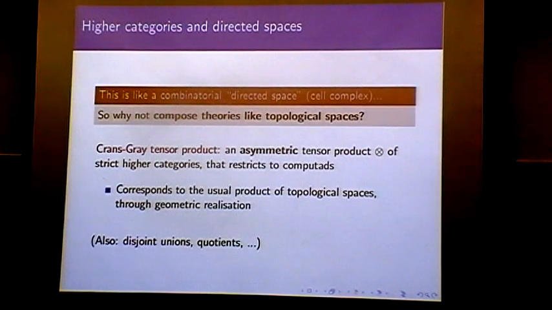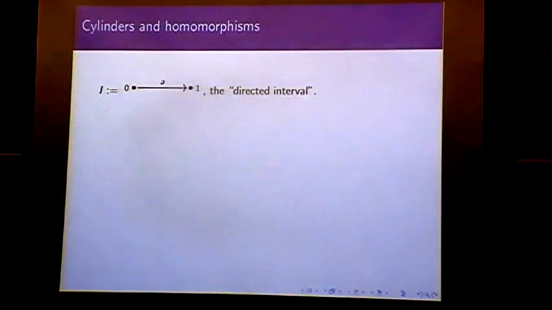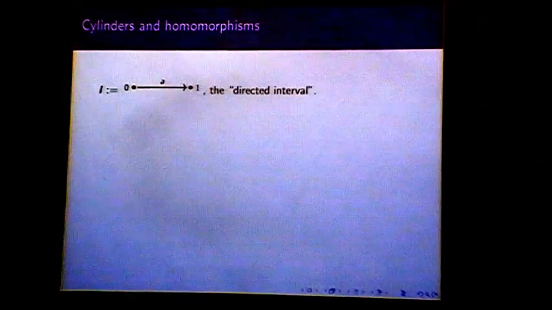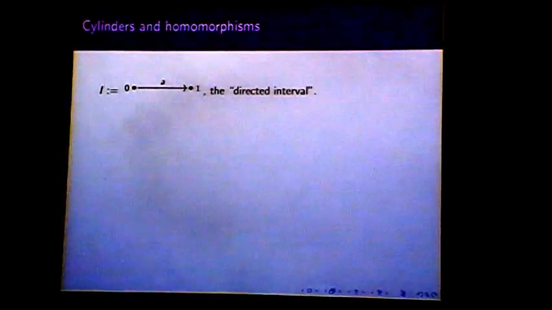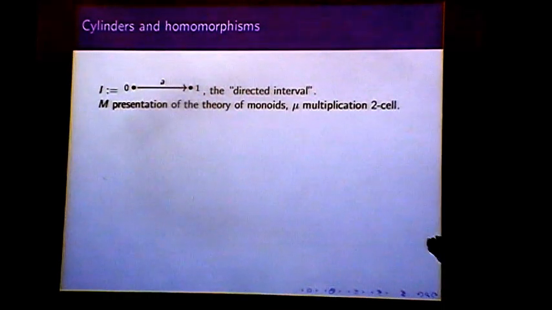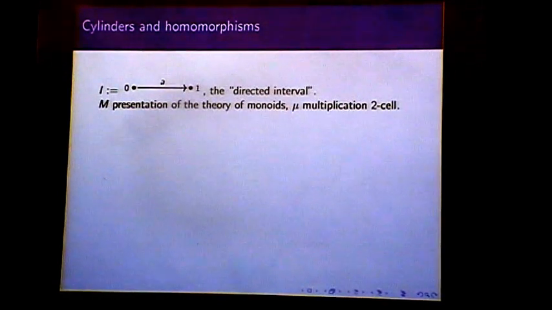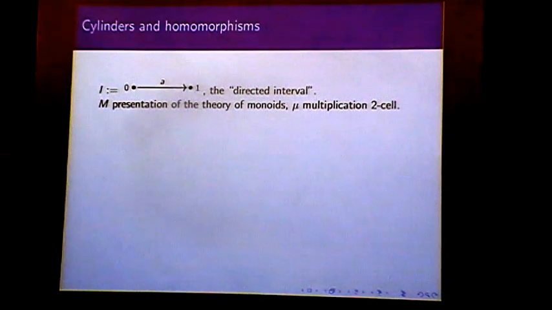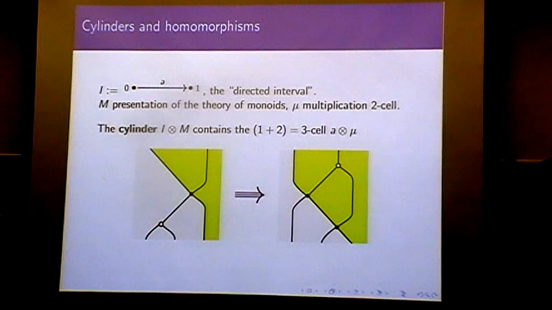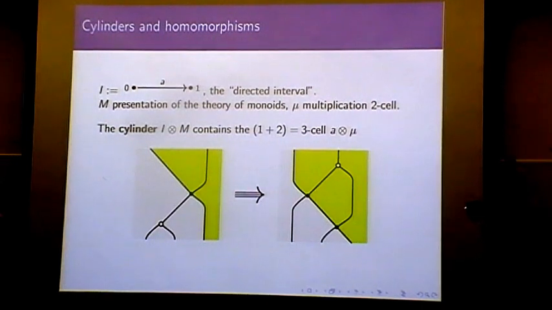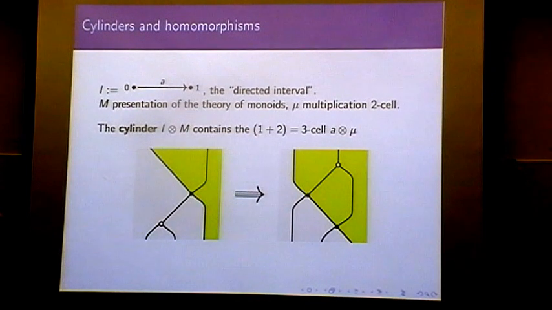And we can also perform different topological operations, such as taking disjoint unions or quotients. For instance, if we have a computad or directed space which looks like an interval, so just one edge going between 2 points, and we take a presentation of the theory of monoids, which in particular will include some multiplication cell, then we can tensor them and obtain something which is like interval times something, so it's like a cylinder on a theory. For instance, if we take interval tensor multiplication cell, we get something which is one-dimensional times two-dimensional, so it's three-dimensional, and it has exactly that shape I showed you before.